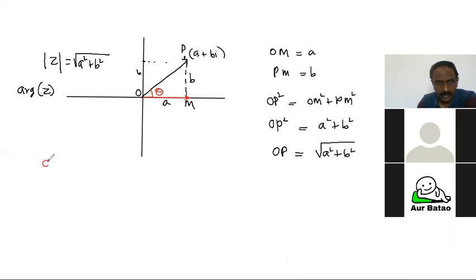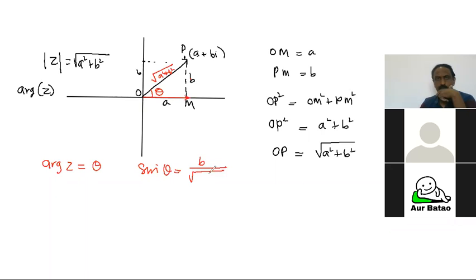So if I'm calling argument of z as theta, what can you say? Sin theta is opposite side by hypotenuse. Sir, but negative argument was not taken till now, no? Yeah, I'll explain. That depends on how you take. It is your option to rotate this way or this way and come to this point. But I'll tell you something after that. Cos theta is equal to b upon root of a square plus b square.